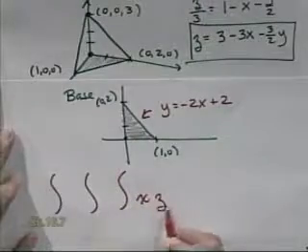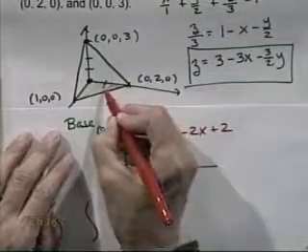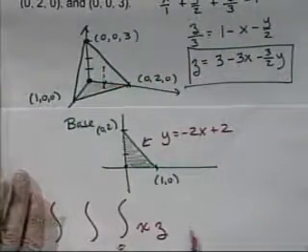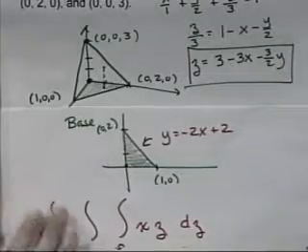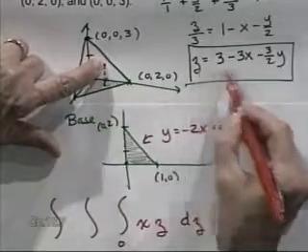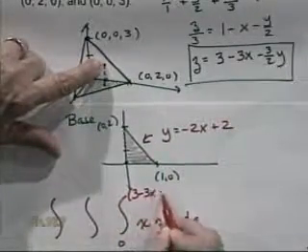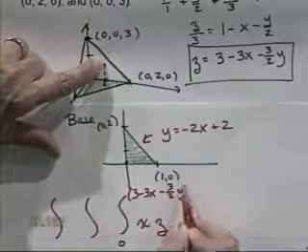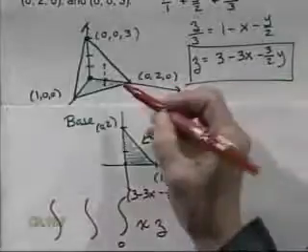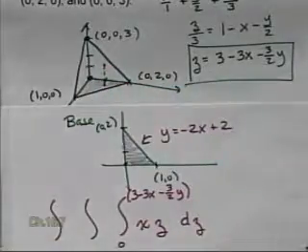It's xz. You take a point in your base. Here's my base. What is z ranging from? z is ranging from 0. Notice this is dz. I forgot to put that last time. z is ranging from 0 to that plane. The equation of that plane was 3 minus 3x minus 3 halves y. Because if I take an arbitrary point, I'm going from 0 to that oblique plane, which we have right here.